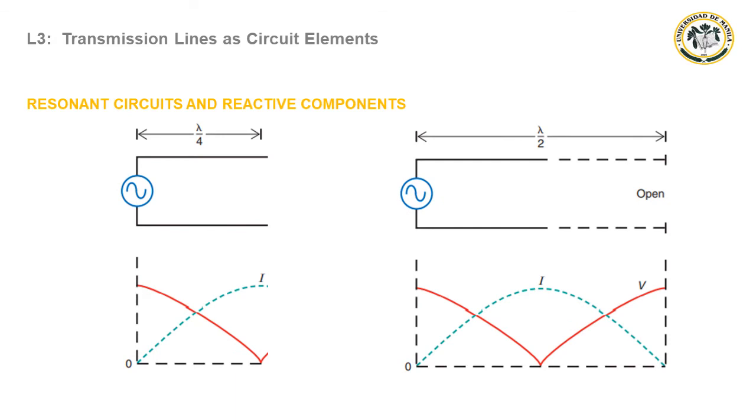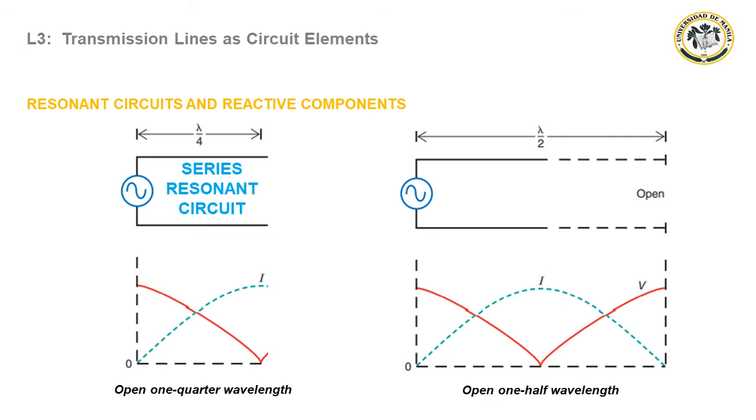Similar results are obtained with an open line, as shown in these figures. To the generator, a 1/4 wavelength line looks like a series resonant circuit, and a 1/2 wavelength line looks like a parallel resonant circuit, just the opposite of the shorted line.